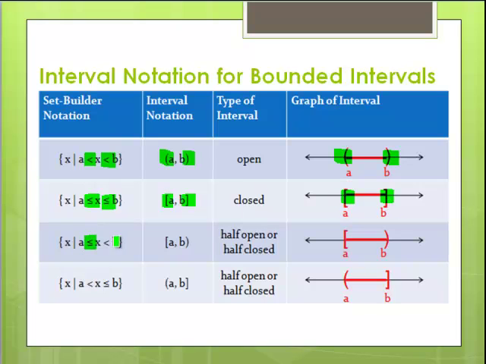Here we have a less than or equal to and a less than. So we have a bracket first, then a parenthesis. Same thing on the graph. And here we have a less than and a less than or equal to. So we have a parenthesis first and then a bracket.